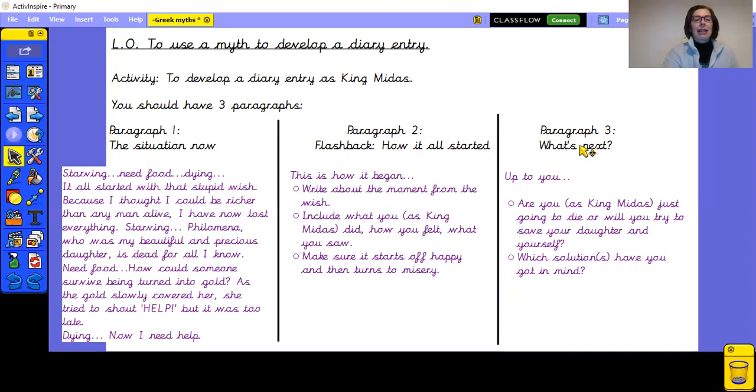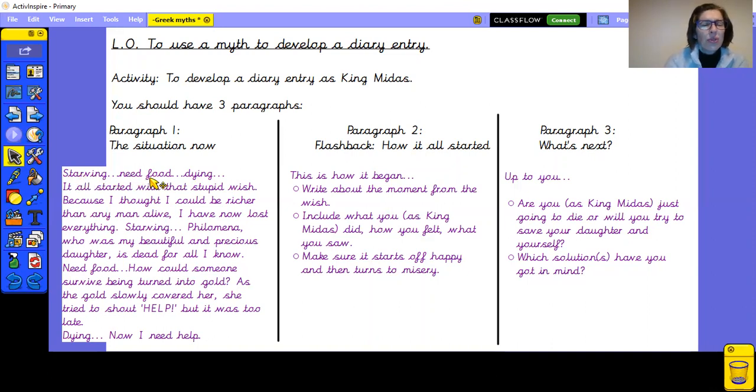So let's move back. Paragraph 1, the situation now. And I've modeled it for you. So as always, use it if you want to, take a part of it, take some words out of it, or maybe not at all because you don't like it and you want to go on with your own entry, and that's absolutely fine. So let's have a look.